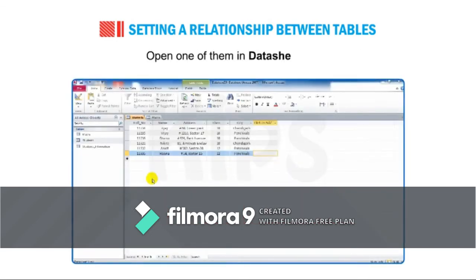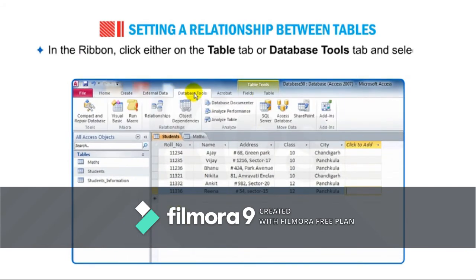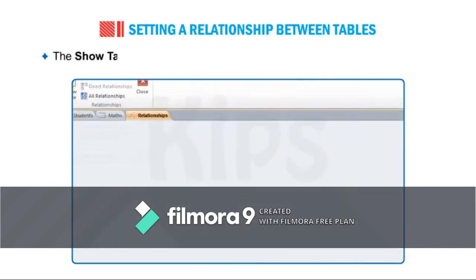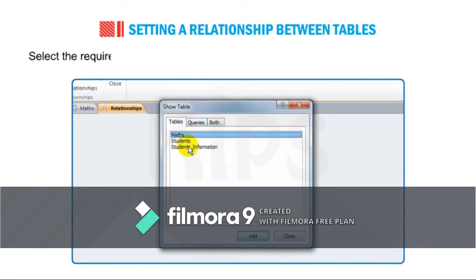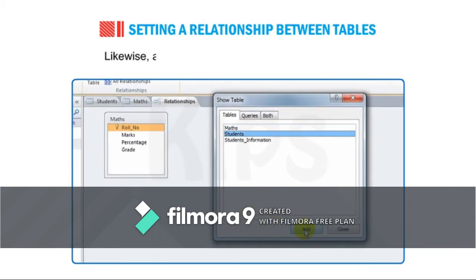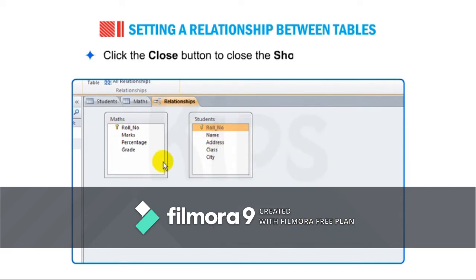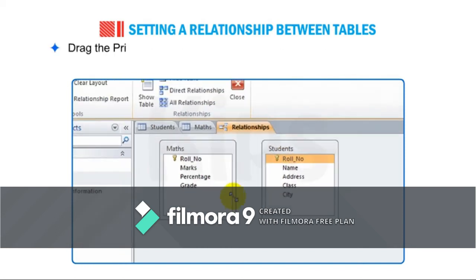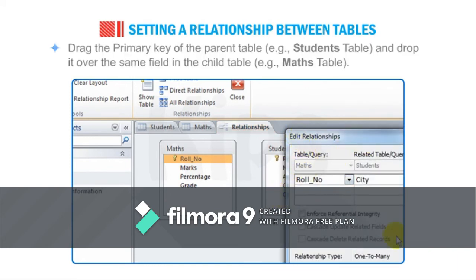Open one of them in Datasheet view. In the ribbon, click either on the Table tab or Database Tools tab and select the Relationships button in the Relationships group. The Show Table window opens up, displaying the list of tables in the database. Select the required table and click on Add button to add it in the Relationships window. Likewise, add more tables to the Relationships window. Click the Close button to close the Show Table dialog box. Drag the primary key of the parent table, example students table, and drop it over the same field in the child table, example math table.